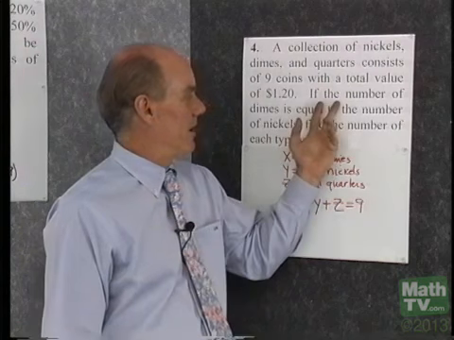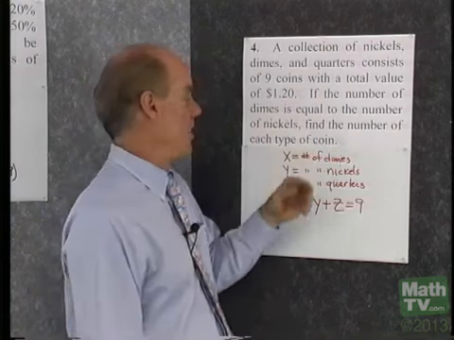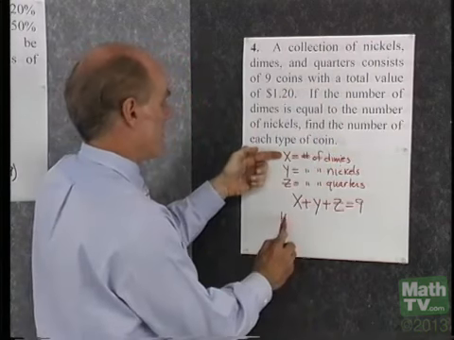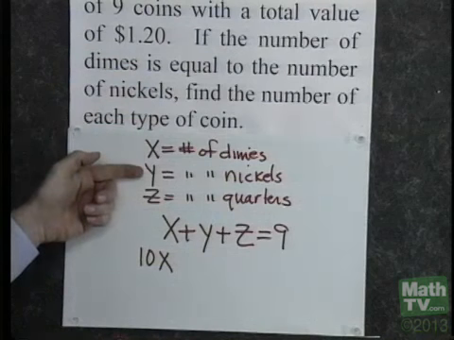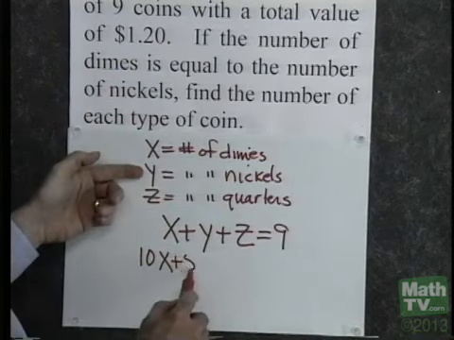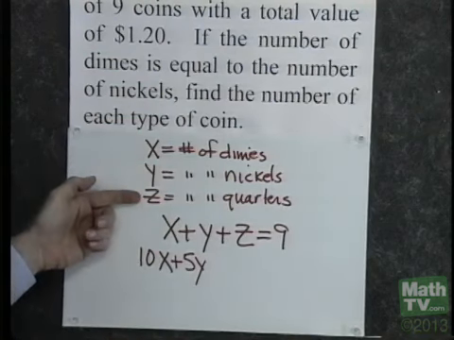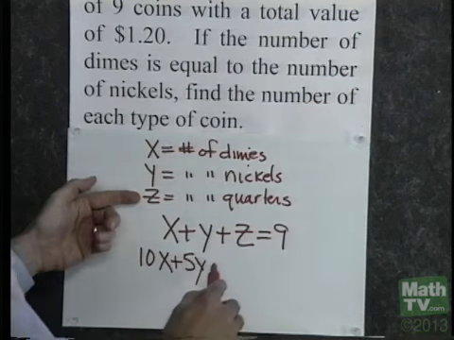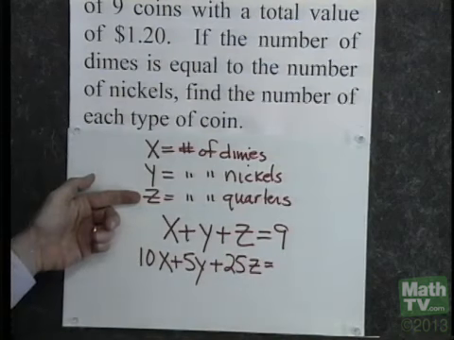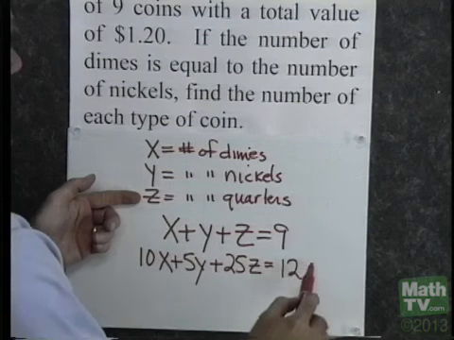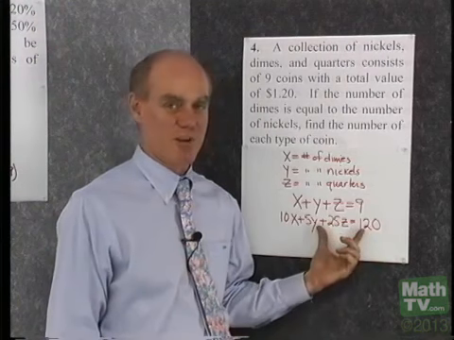Now I read further, and it says that the total value is $1.20, or 120 cents. Well, each dime is worth 10 cents. So 10 times the number of dimes is the amount of money in cents in dimes. Each nickel is worth 5 cents, so 5 times the number of nickels is the amount of money that's in nickels. And I have Z quarters, and each quarter is worth 25 cents, so 25 times Z is the amount of money I have in quarters, and that has to come out to be 120 cents, since I've written it in cents.